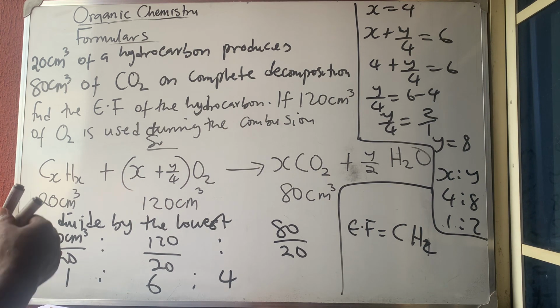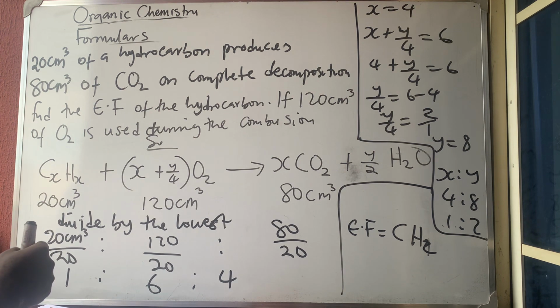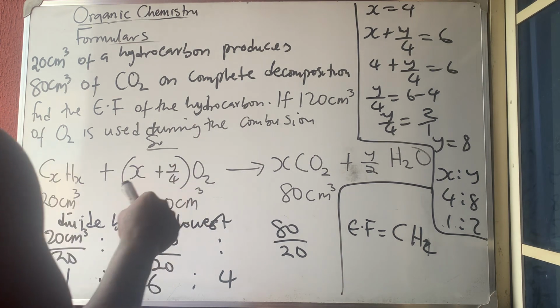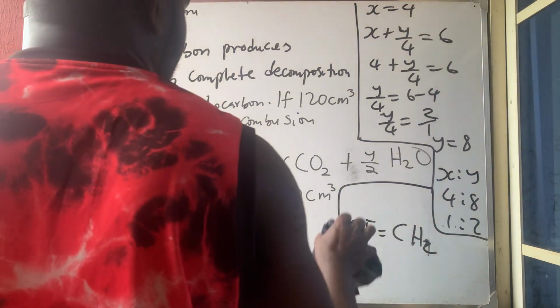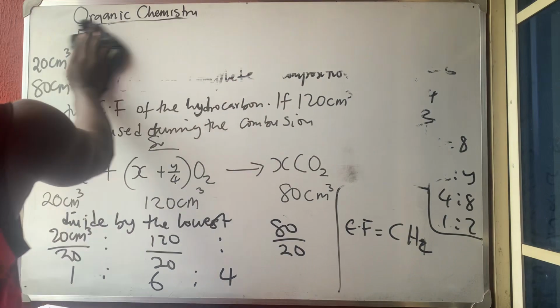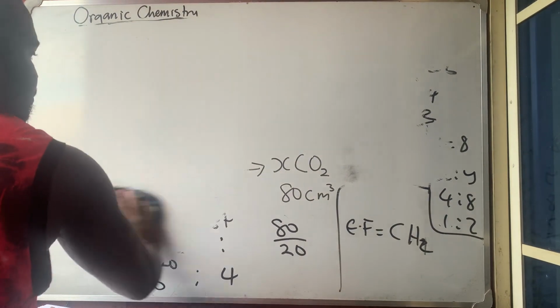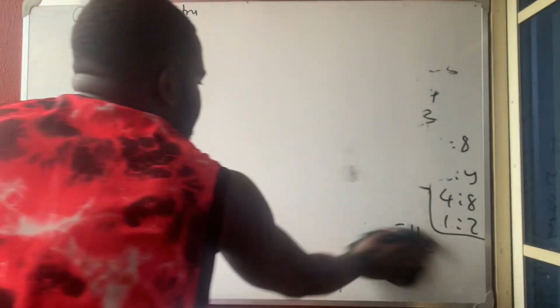So this is the combustion equation. You just need to know it. The combustion equation is CxHy plus (x plus y over 4) of oxygen gives x of carbon dioxide and y over 2 of water. That is for combustion. Let's forge ahead, more questions from empirical formula.